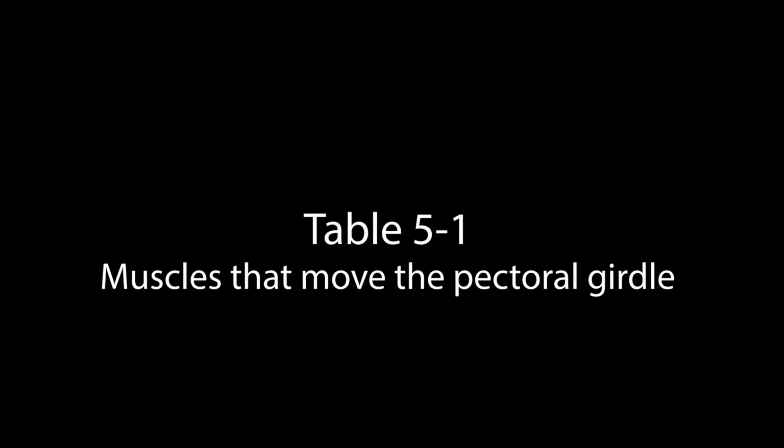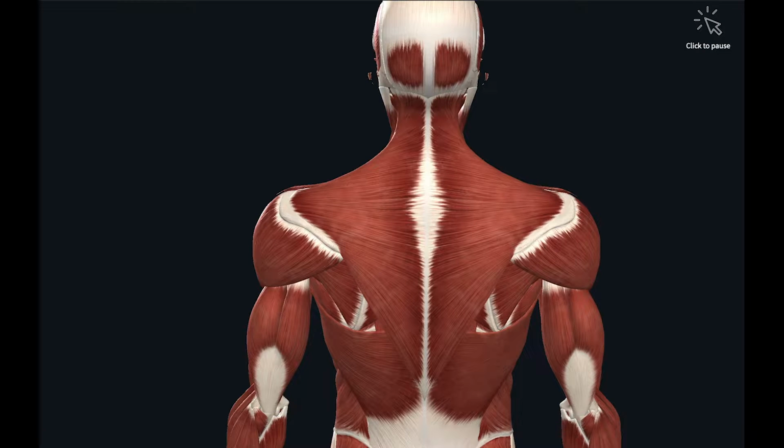Table 5-1 covers the muscles that move the pectoral girdle. And if you remember, the pectoral girdle is the clavicle and the scapula. The first muscle that we look at is the most superficial muscle of the back, and it is the trapezius.